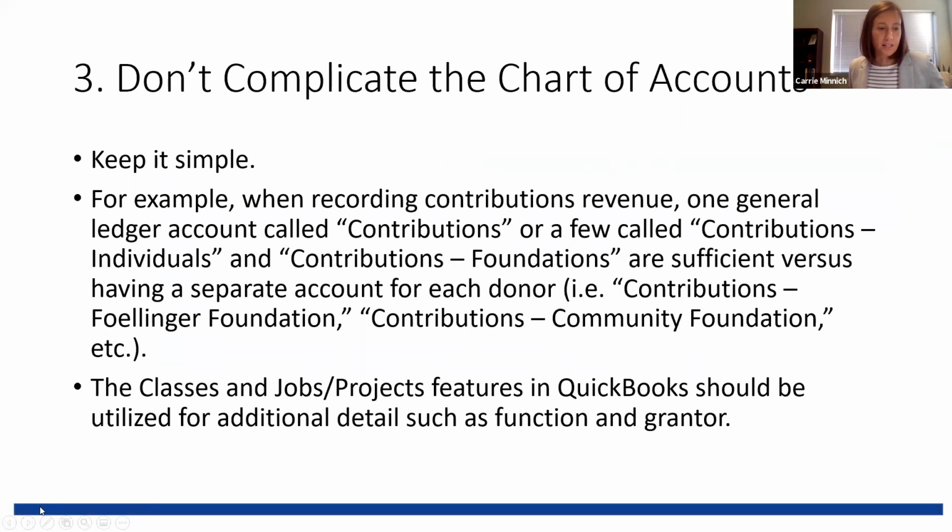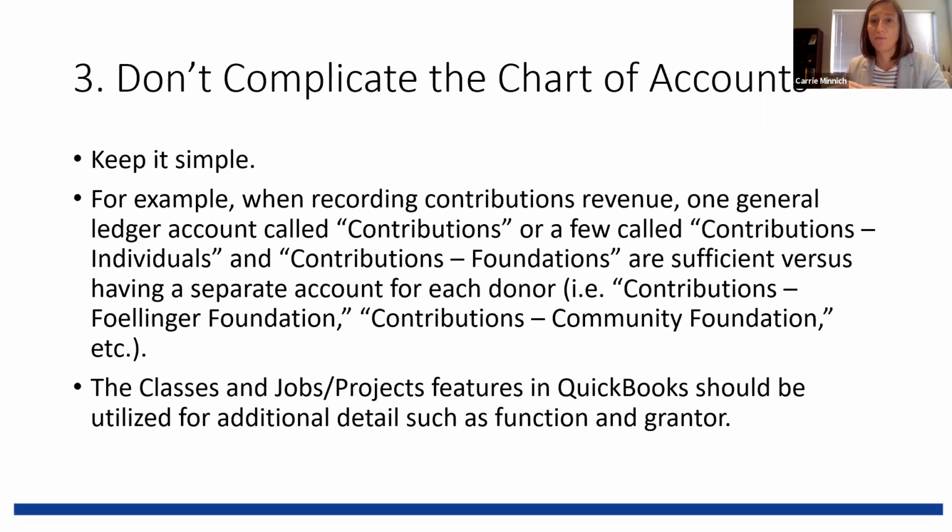Now, when you are setting up your accounts, don't make it any more difficult than what it needs to be. Depending on your organization, you may use certain accounts that other nonprofits don't use. For example, revenue. A lot of nonprofits will get contributions. So we've seen before where there will be a new account for every grant received. So if you get a new grant from Follinger, then there's a new GL account called Follinger Grant.